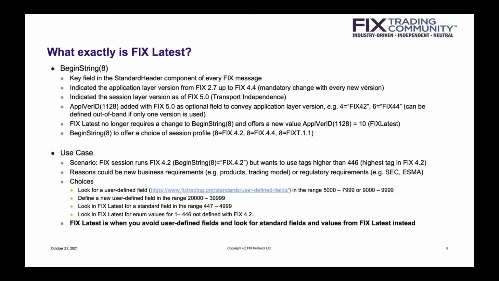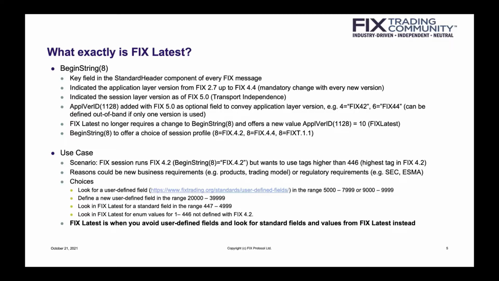And so here are some examples regarding what this practically means. So you have a FIX session running FIX 4.2 with the well-known begin string value, but you may need tags that are higher than tag 446, which is the highest one in that version. And new business requirements or regulatory requirements, any of that. So you have a number of choices, looking for a user-defined field that exists, or defining a new one in the range from 20,000 to 39,999.